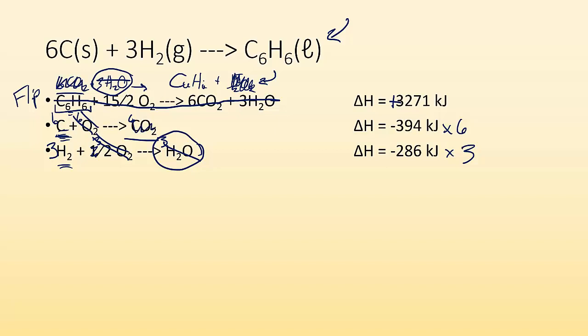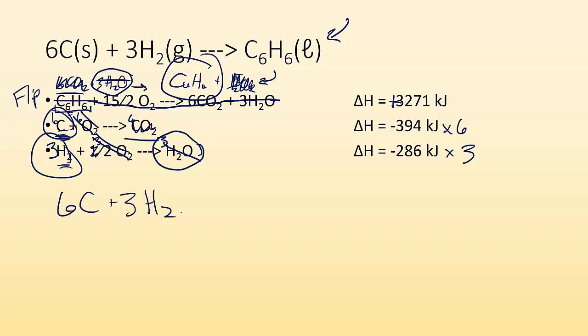And what am I left with? Well, I'm left with C6H6. I'm left with 6 carbons and 3 H2s, giving me a C6H6. So now that I adjusted my delta H's, I got to start doing that math.